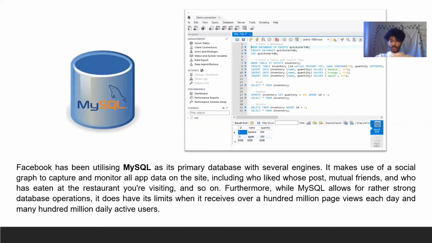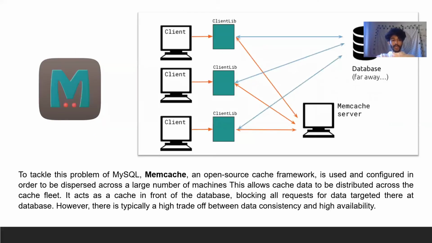Furthermore, while SQL allows for rather strong database operation, it does have limits when it receives over 100 million page views each day and many 100 million daily active users. In order to tackle the problem of SQL, Memcache, an open source cache framework, is used and configured in order to be dispersed across a large number of machines. This allows cache data to be distributed across the cache fleet. It acts as a cache in front of the database, as you can look at the diagram. It blocks all requests of data target that are in the database. However, there is typically a high trade-off between data consistency and high availability.